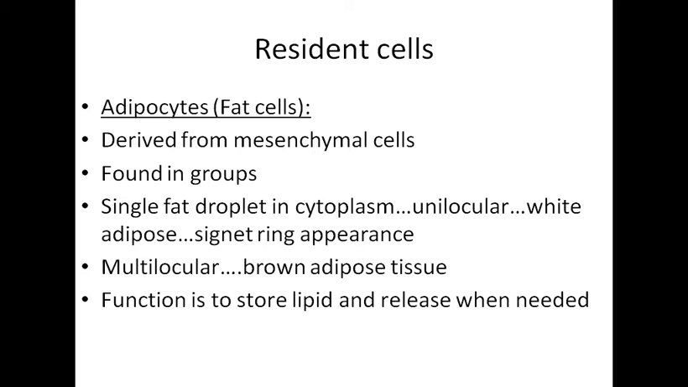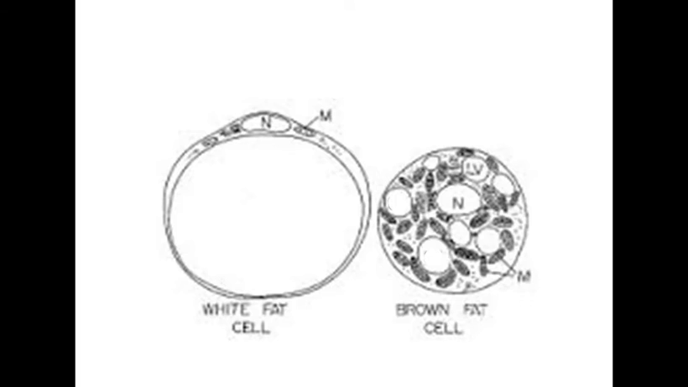The function of adipose tissue, adipocytes, is to store lipid and release it whenever it is needed, right? अच्छा, then we have a picture of it. Here we can see this is unilocular, single locule, right? It is multilocular, बहुत सारे इसके अंदर हमें ड्रॉपलेट्स दिख रहे हैं, लॉक्यूल्स दिख रहे हैं, ठीक है? Signet ring appearance is characteristic of white fat cell. This is the single nucleus.